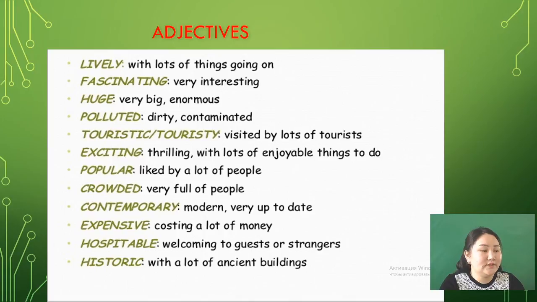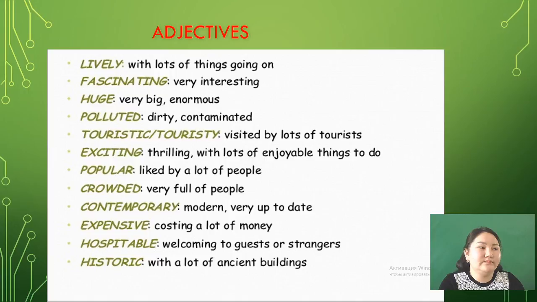Hospitable. Hospitable means welcoming to guests or strangers. Like people in my town are hospitable. Historic. It means with a lot of ancient buildings. So also you can use other adjectives to describe your places.